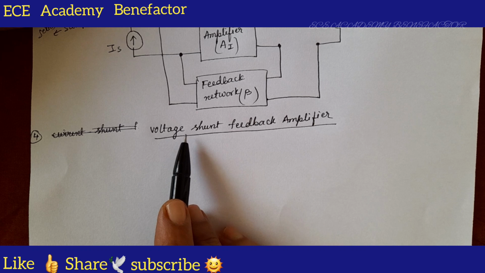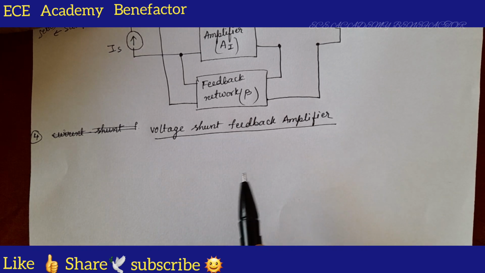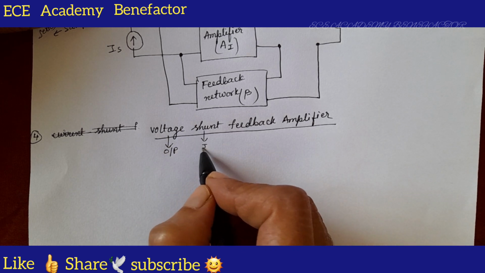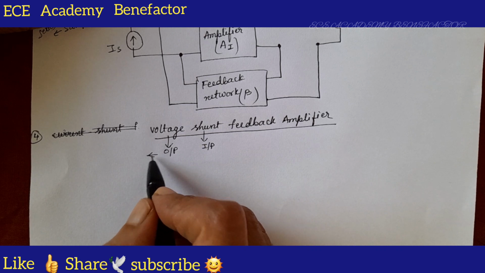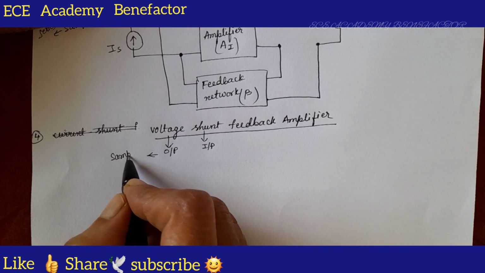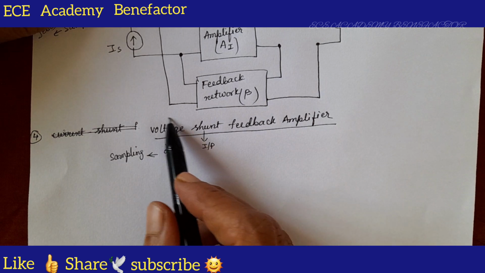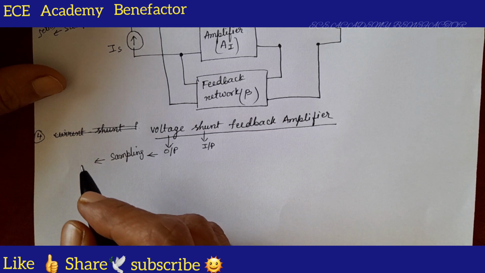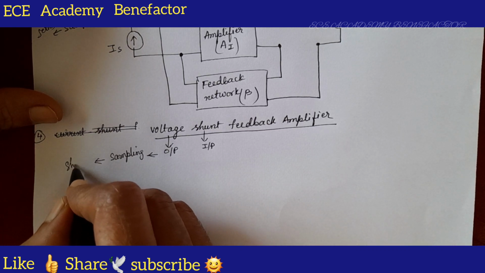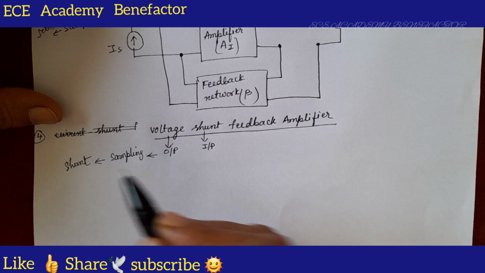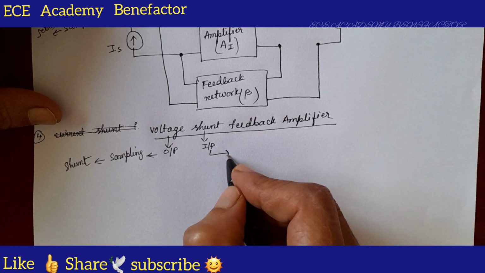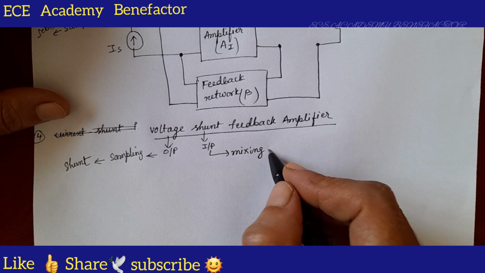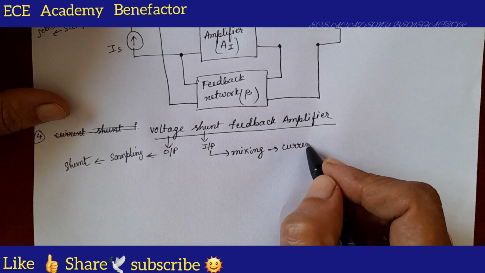The next amplifier is the voltage shunt feedback amplifier. So the first word indicates the output, the second word tells about the input. At the output, what do we do? Sampling. What type of sampling have we done? Voltage sampling. If it is voltage sampling, what connection is to be done? Shunt connection. At the input side, we are doing shunt mixing. If it is shunt mixing, which source needs to be placed? A current source.